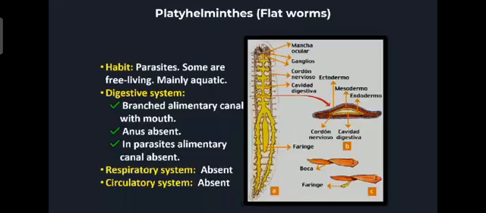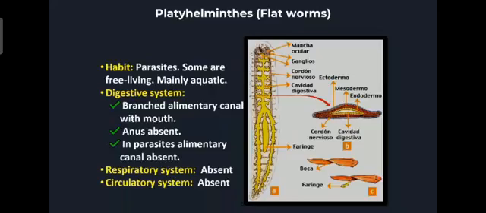Parasites means what? They depend on another organism for their food. They are living on the other organism. Here in the parasites, again two types are there: endoparasite and ectoparasite. Endoparasite means what? They are found inside the animals, including human beings. So those are called endoparasites.